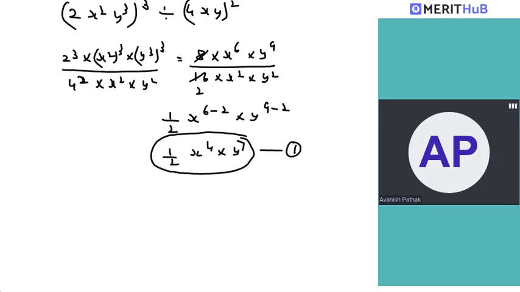So you get 1 mark for writing this correct, 1 mark for writing this step correct, and 1 mark for writing this. So it's a 3 marker sum, and you get whole 3 marks for writing these steps correctly.